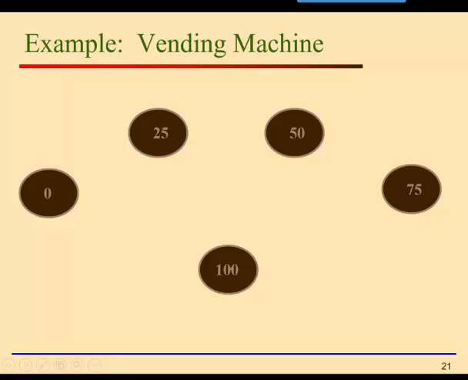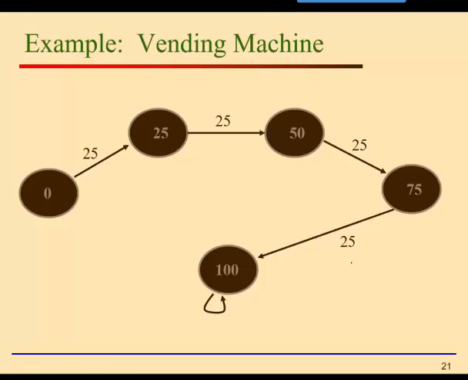So again, this is showing our transitions. We put in a quarter, we put in a quarter, we put in a quarter, we put in a quarter. So that's our possible transitions. We can't put in more than $1. Now we also have a transition where we could just stay in our current state or put in another $1.